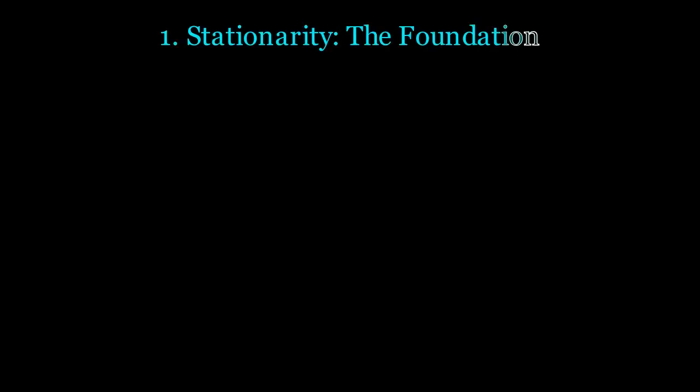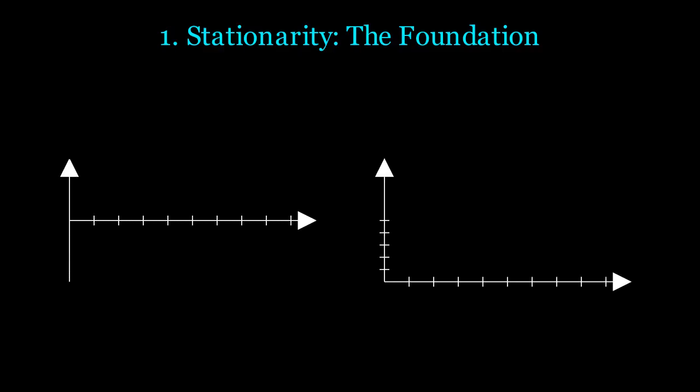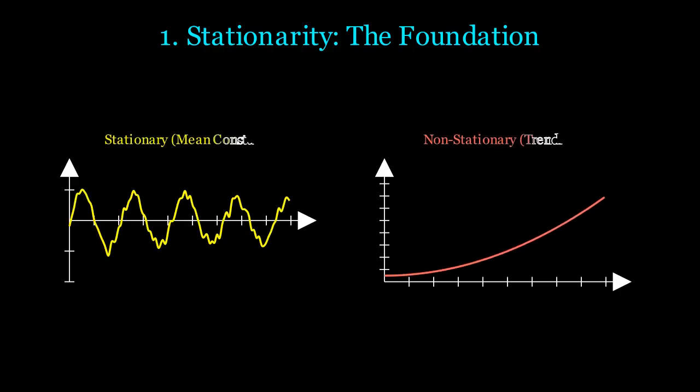A time series is stationary if its statistical properties, like mean, variance, and autocorrelation, are constant over time. Think of it like a calm river. While the water moves, the overall flow remains steady. Most models, especially AR and MA, require stationarity to work. If your data has a trend, like the rising price of gold over decades, it is non-stationary and needs differencing to be stabilized.